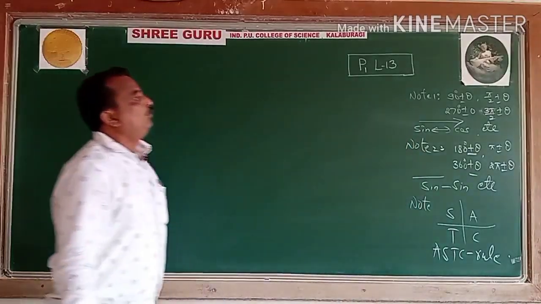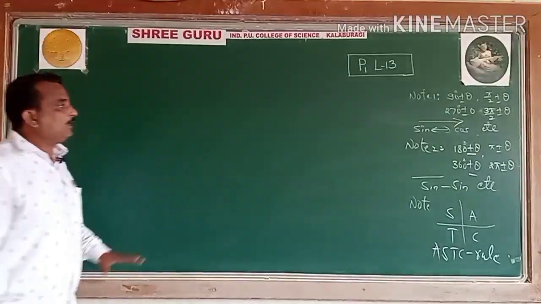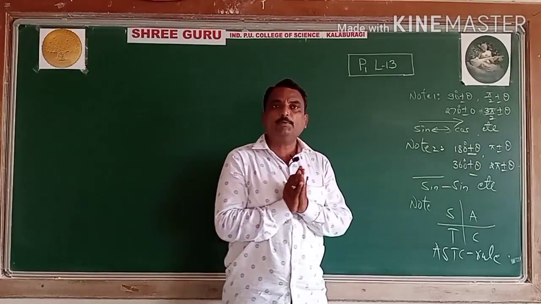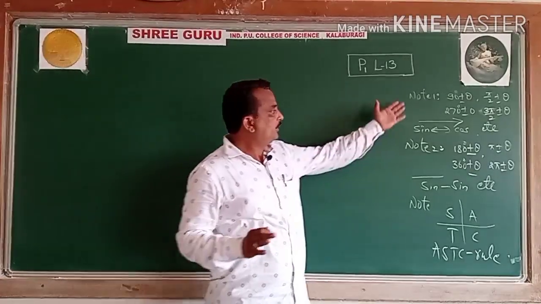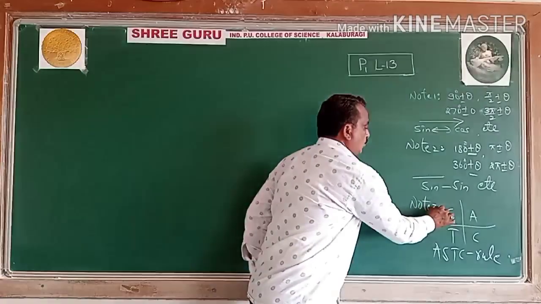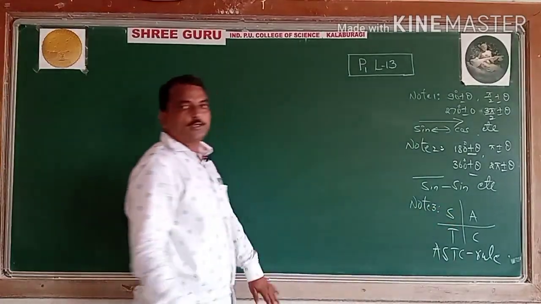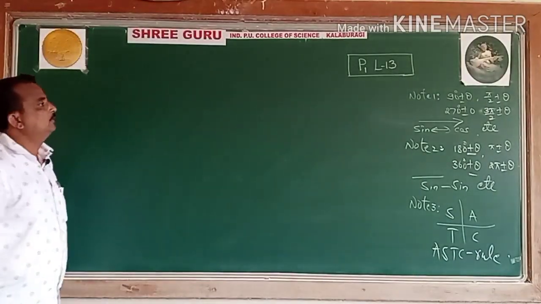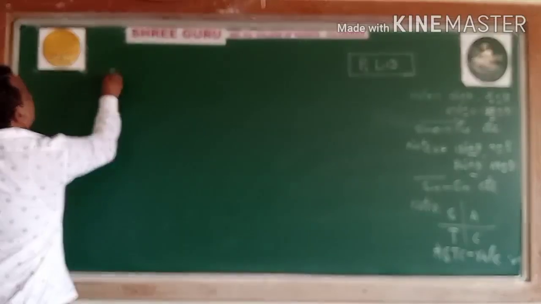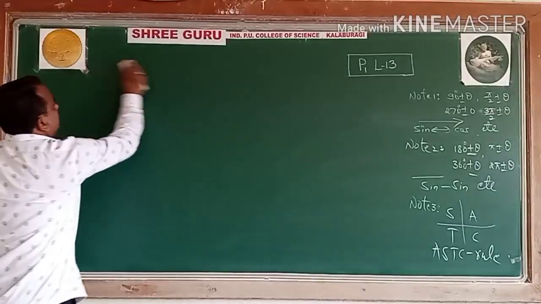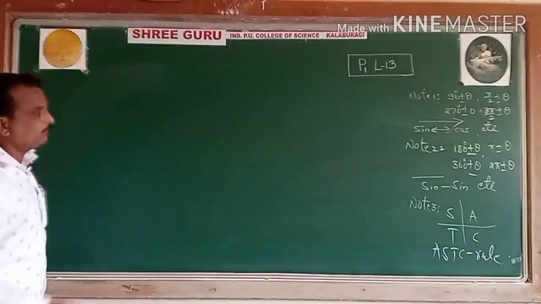ASTC rule. Students, while calculating such allied angle examples, you should remember these 3 notes, note 1, note 2, note 3, the important notes here. Now let us see the examples, students. Find the values of the following. Let us calculate some examples.